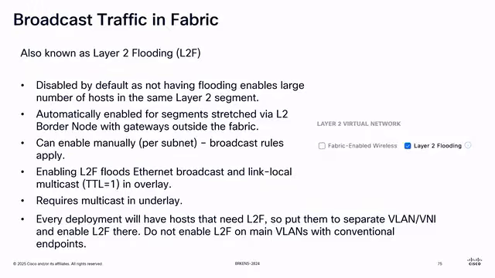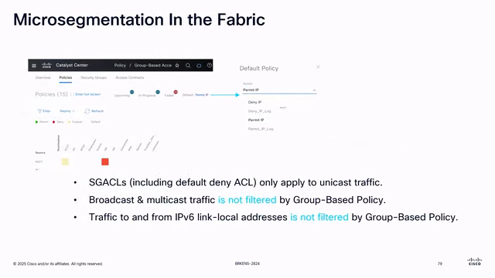OK. The last step in our fabric rollout is the microsegmentation. There are a couple of gotchas there as well. All right? So one thing to keep in mind, security group access lists, so SGACLs, only apply to unicast traffic. You cannot filter multicast. You cannot filter broadcast. And, well, they don't apply to link local IPv6 addresses to and from. Right? Something to keep in mind.